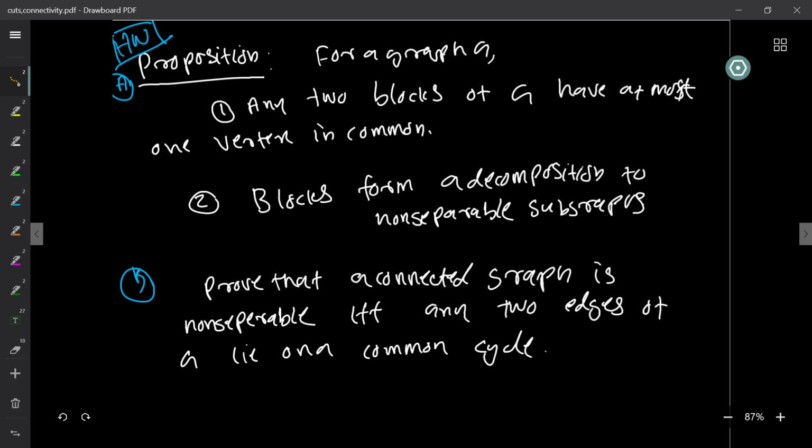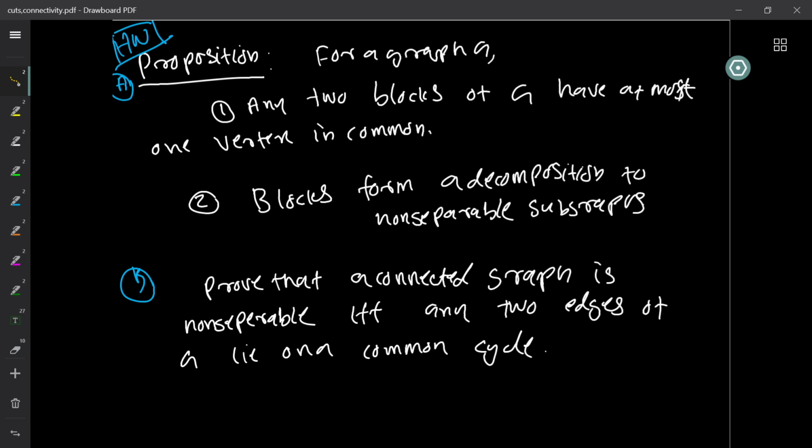So here are some questions for you. So first, given a graph G, show that any two blocks of G have at most one vertex in common. So this is one question. Then the second is that the blocks form a decomposition into non-separable subgraphs. It's kind of immediate to see, but formally write it.